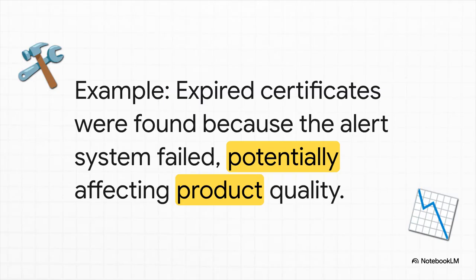Let's make that concrete with an example. The condition? We found expired calibration certificates. The cause? The alert system that was supposed to flag them failed. And the effect? Well, this could potentially impact product quality. See how much more powerful and actionable that is than just saying some certificates were expired. This gives the organization a very clear problem to go and solve.